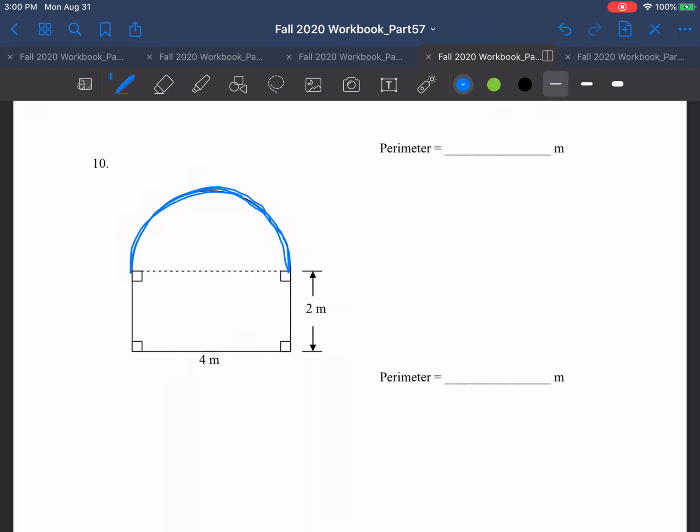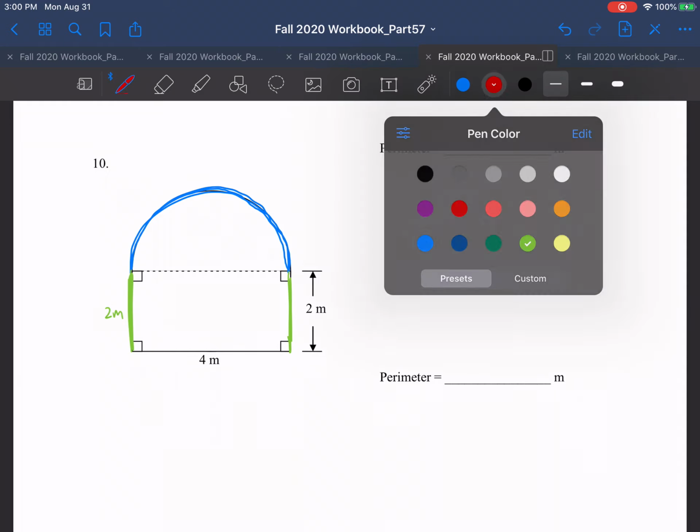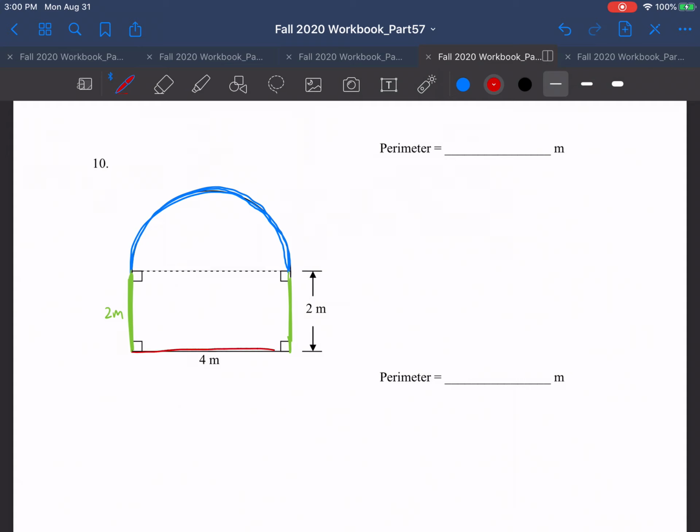And then we have 3 of the 4 sides of a rectangle. So what we can do is use this side and this side, those are the same. Since that one's 2 meters, that means this one is 2 meters. And then we've got this last side down here that's different, and it's 4 meters, like that.